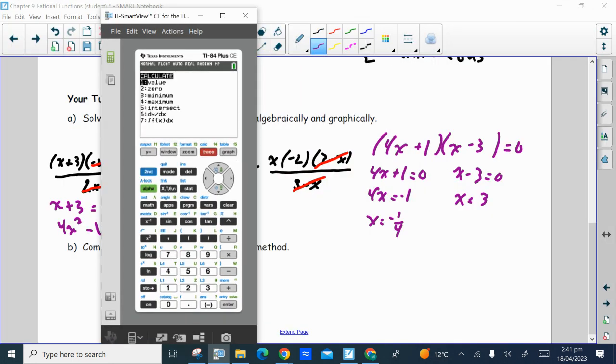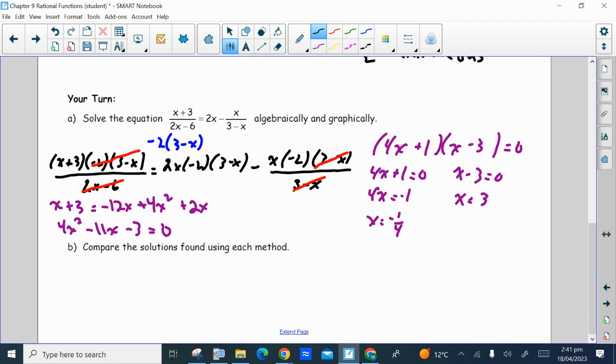So second function trace, number 5 for intersect, enter, enter. If we check negative 0.25, which is our negative 1/4, that works. That is a solution. Checking the second one, which is positive 3, it goes back to the negative 1/4. So positive 3 doesn't work. We can cross it out and we can state x equals 3 is an extraneous root. The only one that works is x equals negative 1/4.